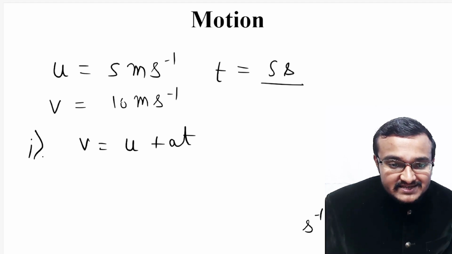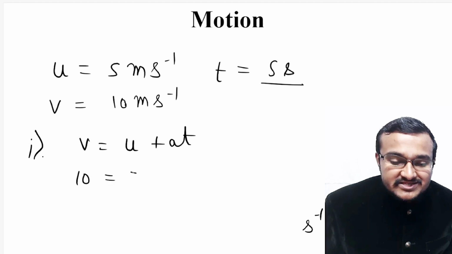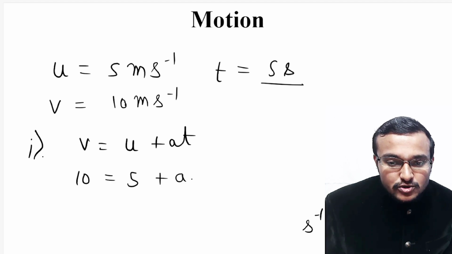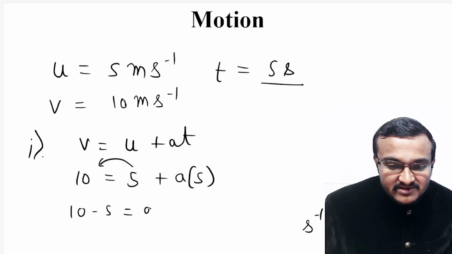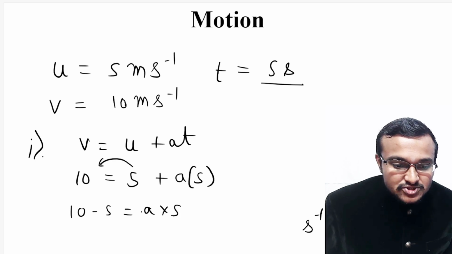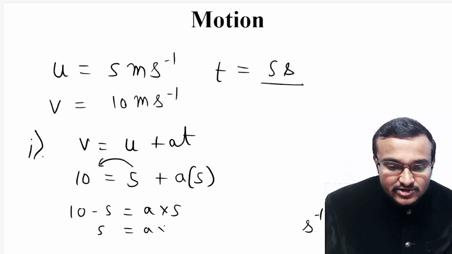V is final velocity, that is 10 meter per second. So 10 is equal to U, which is 5, plus A, which you don't know, into T, that is time, which is 5 seconds. So you can bring this 5 to LHS, so it will become minus 5. So 10 minus 5 will be equal to A into 5.